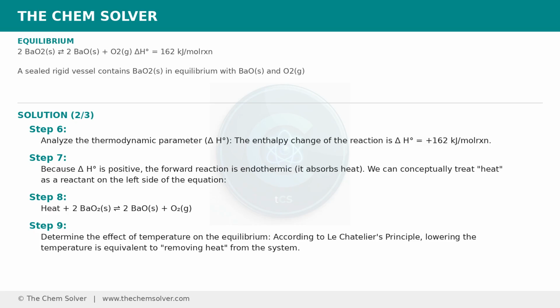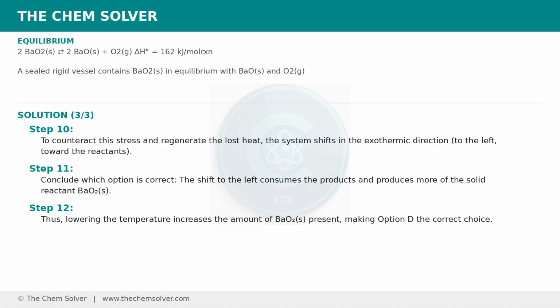Heat plus 2 BaO2 is in equilibrium with 2 BaO plus O2. Determine the effect of temperature on the equilibrium. According to Le Chatelier's principle, lowering the temperature is equivalent to removing heat from the system. To counteract this stress and regenerate the lost heat, the system shifts in the exothermic direction, to the left toward the reactants.